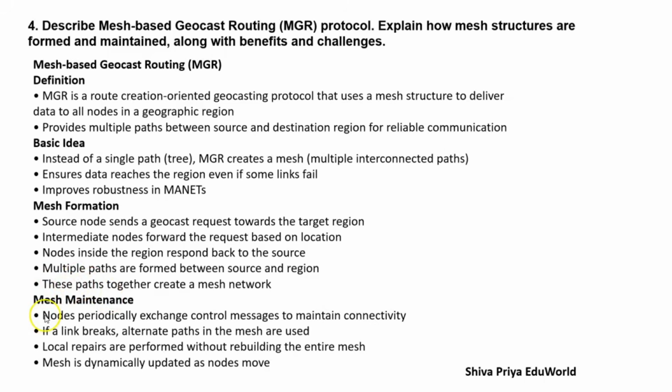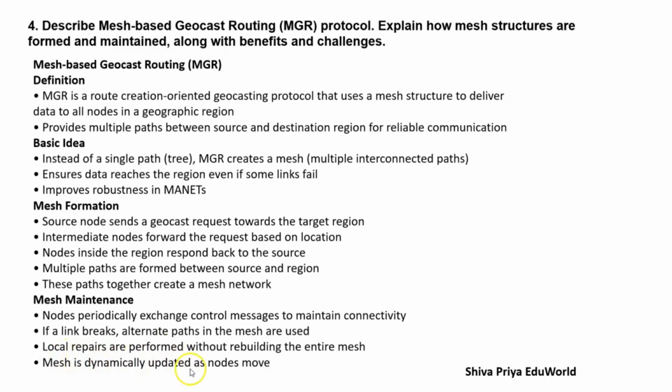Mesh maintenance. How is it maintained? Nodes periodically exchange control messages to maintain connectivity. If a link breaks, alternate paths in the mesh are used. Even if one link fails, it will go through another path to the destination. Local repairs are performed without rebuilding the entire mesh. It won't rebuild the entire mesh even if one path fails.